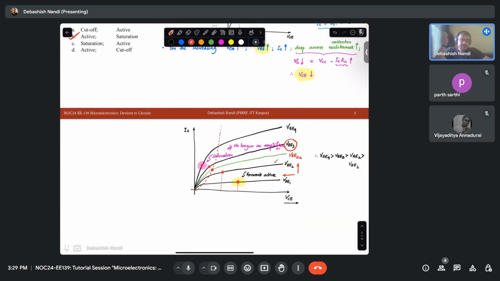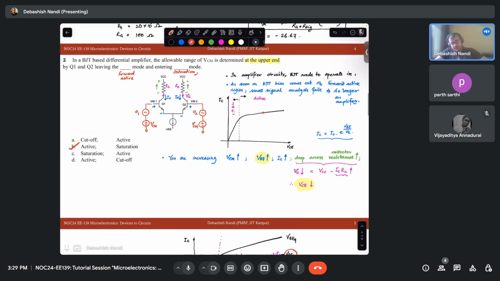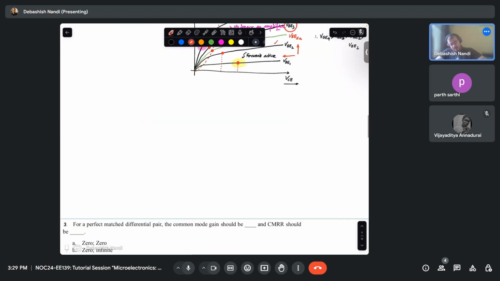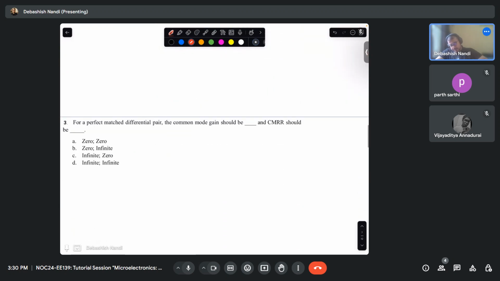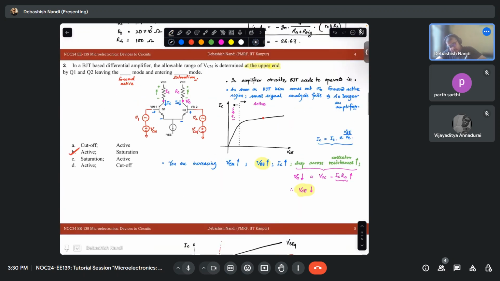So have you understood this? Yes, sir. Okay, good. So this is what is happening. Now let's move on to the next point. For a perfectly matched differential pair, the common mode gain should be this and CMRR should be this. Okay, so let's just copy this.